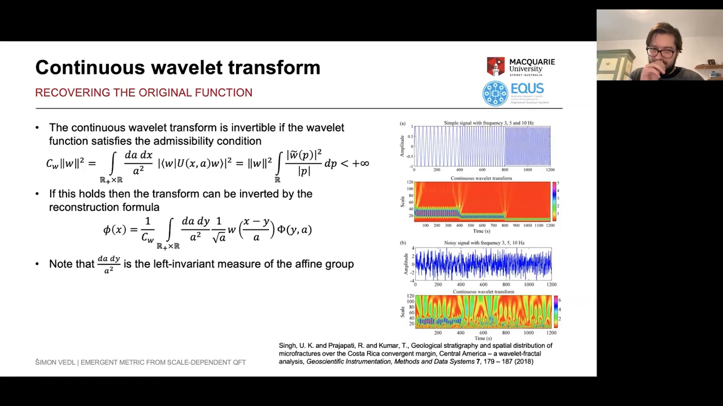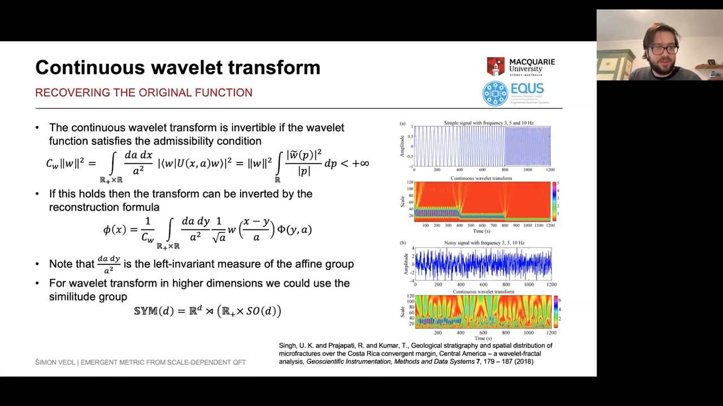Here you can notice the feature I was talking about before, that what we're really transforming to are functions on the affine group, because the measure in the integral is the left invariant group measure on the affine group. So that gives you the idea of how to generalize.